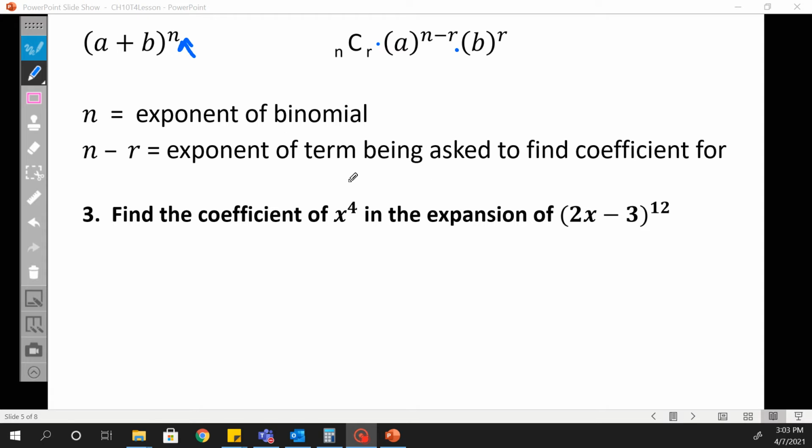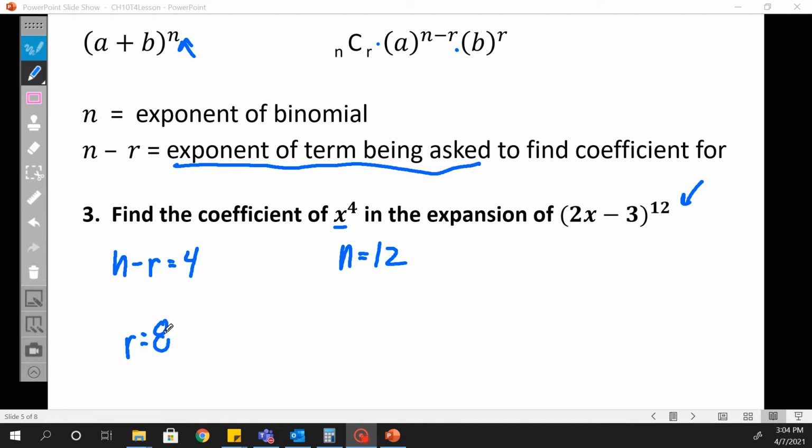the coefficient of. Okay, so it says, number 3, find the coefficient of x to the fourth in the expansion of 2x minus 3 to the 12th. So we're looking for the fourth power. The exponent of the term being asked, n minus r, is equal to 4 in this case. And n is equal to 12. That's the exponent of the binomial. So we can pretty easily calculate r. Of course, r is 8, because 12 minus 8 equals 4.